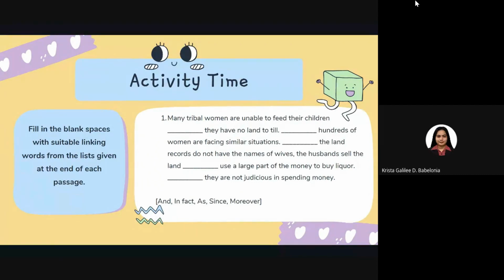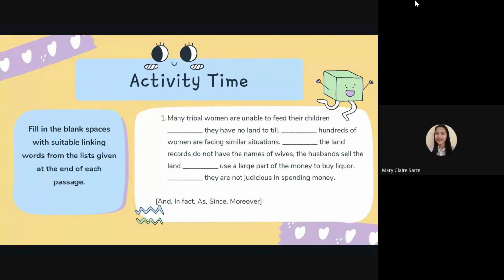Okay, so can we have a volunteer to read the whole paragraph with their answers? Yes, Claire. Try lang po, ma'am. Correct me if I'm wrong. Many tribal women are unable to feed their children since they have no land to till.